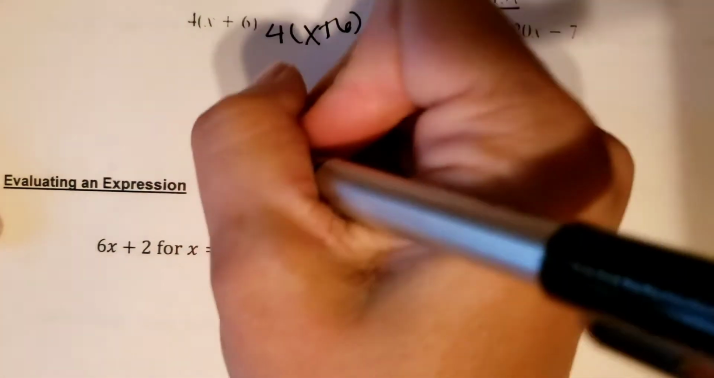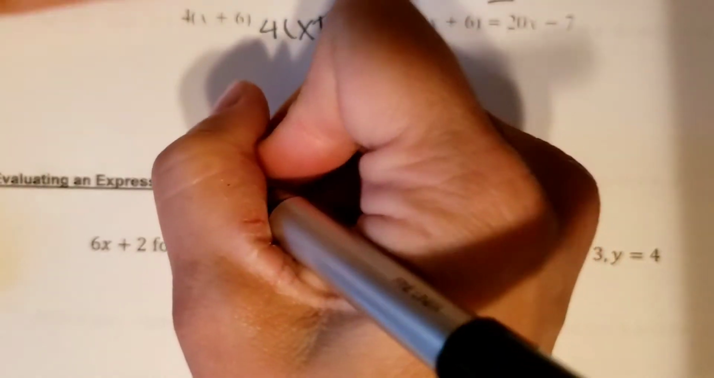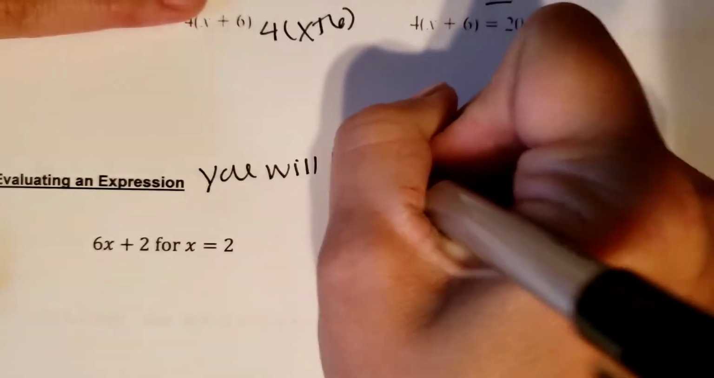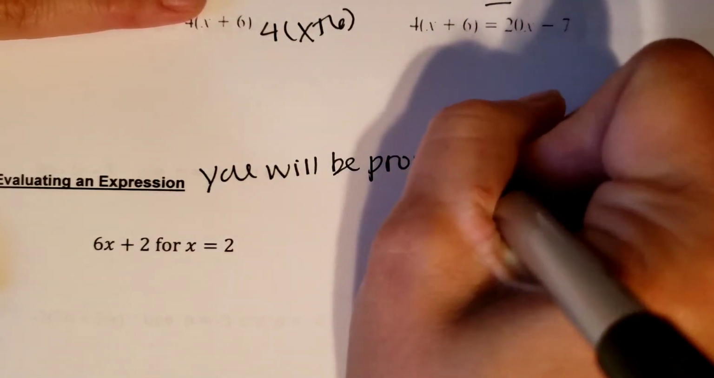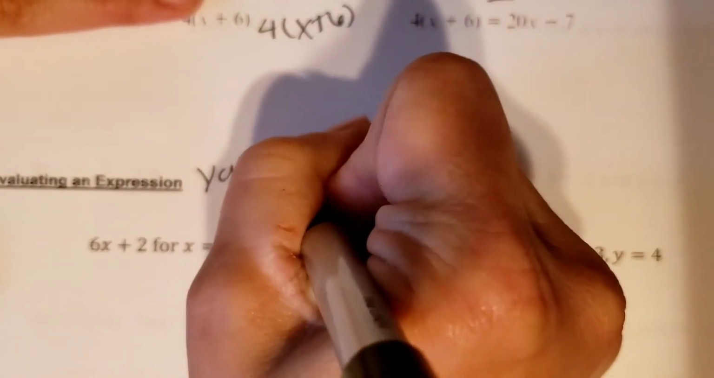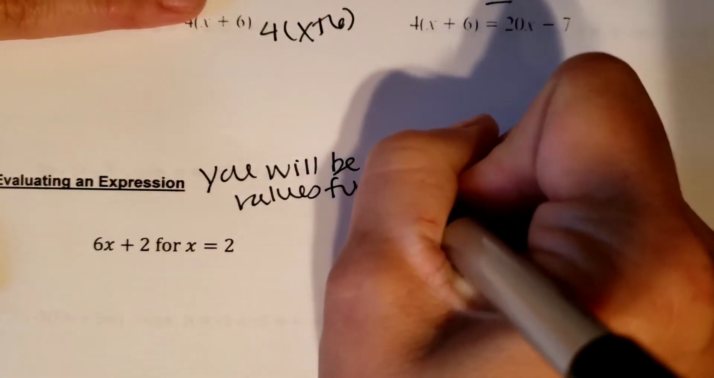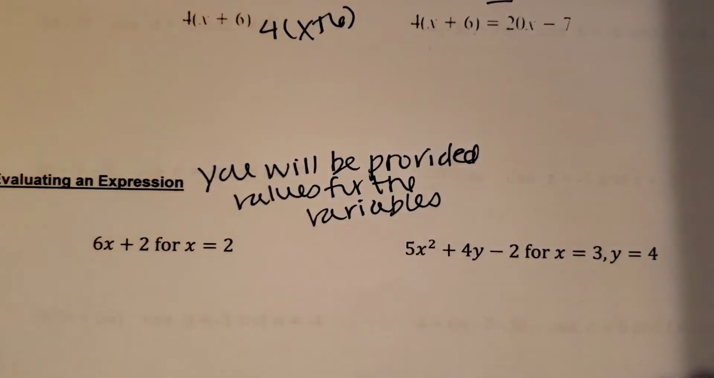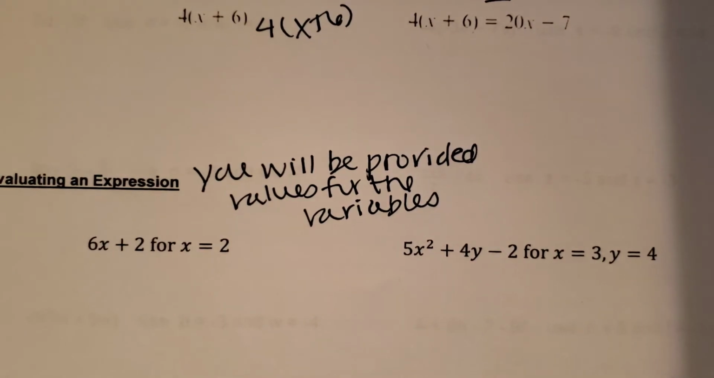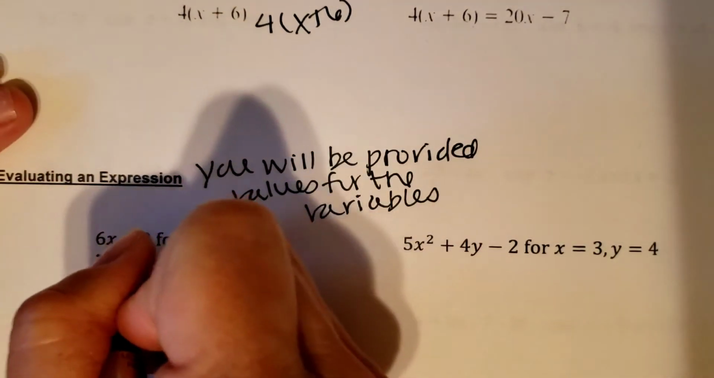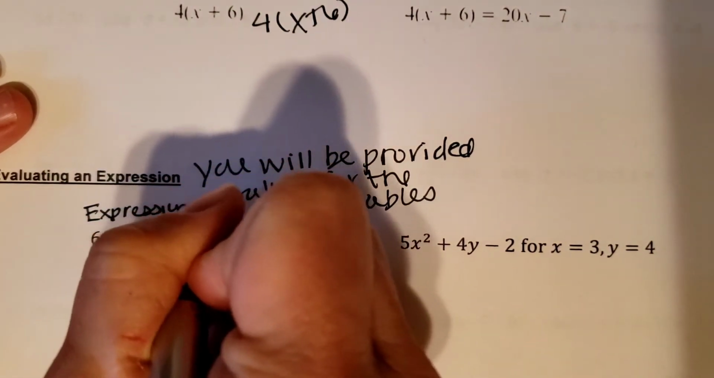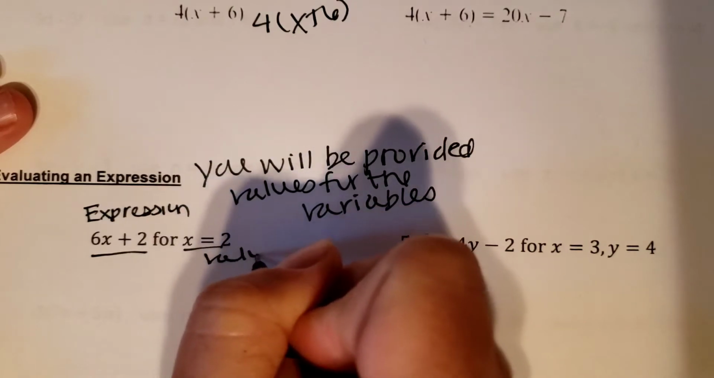So when you're evaluating an expression, you will be provided values for the variables. Maybe there's just an x and they tell you what x equals, and maybe there's an x and a y and they tell you what x equals as well as what y equals, okay? So right here is our expression, the 6x plus 2, and here is our value.